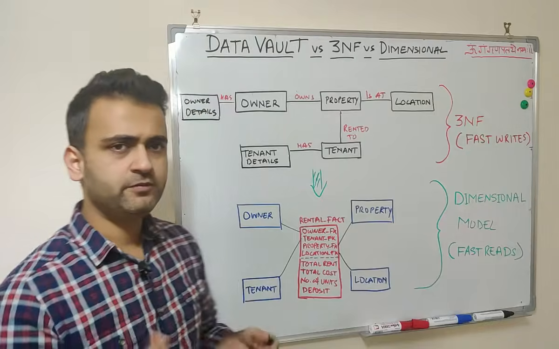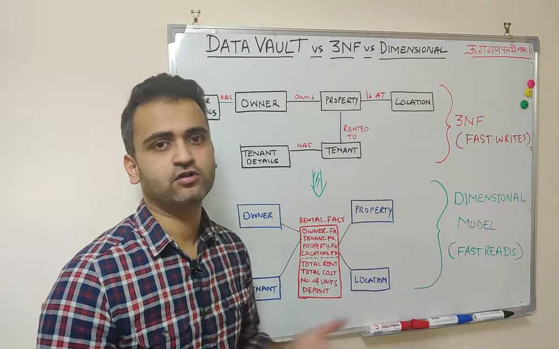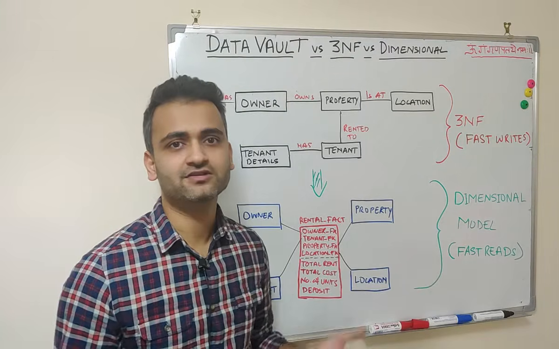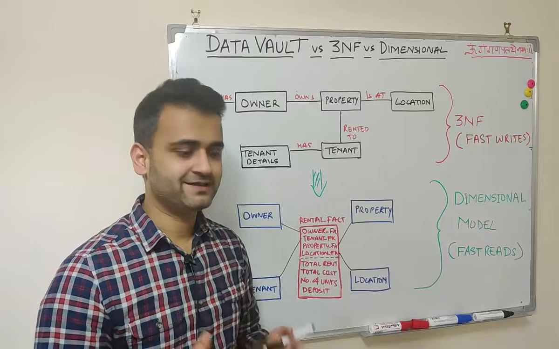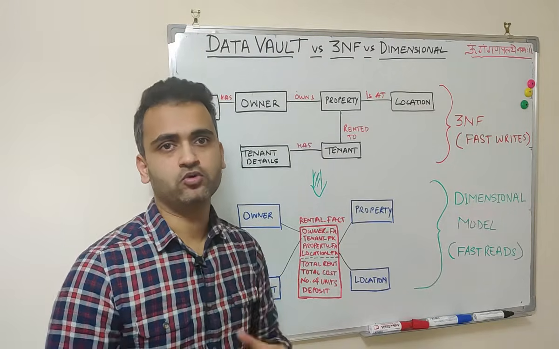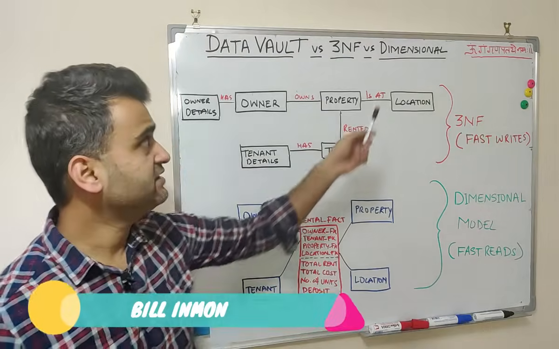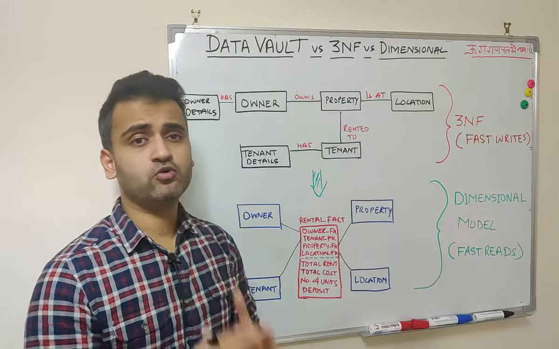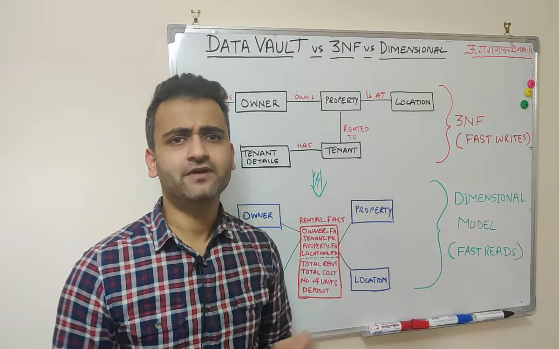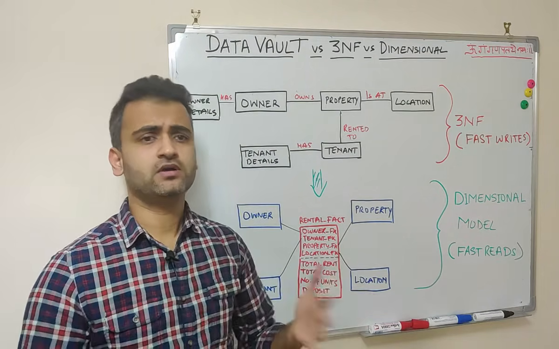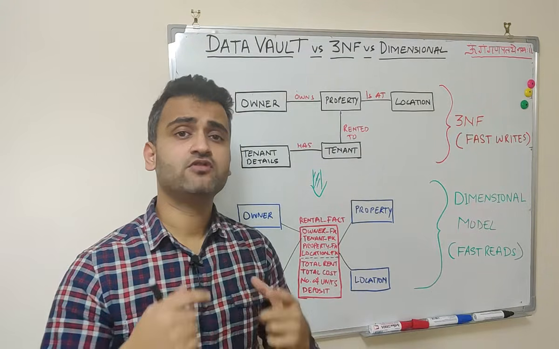Over the period of time, these were the two main pillars which were introduced by two fathers of data warehousing: 3NF, third normal form, which we can also call the entity relationship approach, was coined by Bill Inmon, and the dimensional model was coined by Ralph Kimball. While designing the data warehouse, these two were always prominent, but there were some challenges which we have to understand.